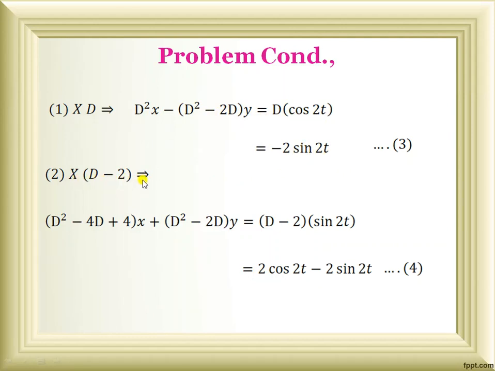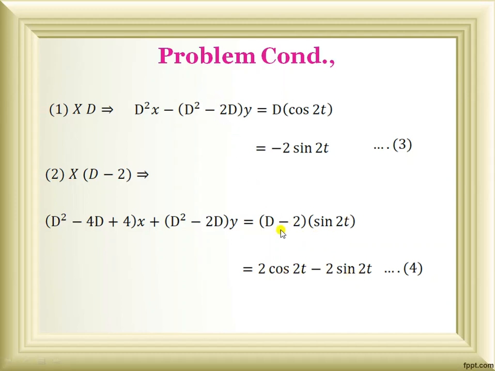In equation 2, multiplying by D minus 2 gives D minus 2 into D minus 2, which is D minus 2 the whole squared. After opening that using the (a minus b) whole square formula, it becomes (D squared minus 4D plus 4) into x plus D into D minus 2, that is D squared minus 2D, into y is equal to (D minus 2) into sin 2t, which is D of sin 2t, that is 2 times cos 2t, minus 2 into sin 2t.